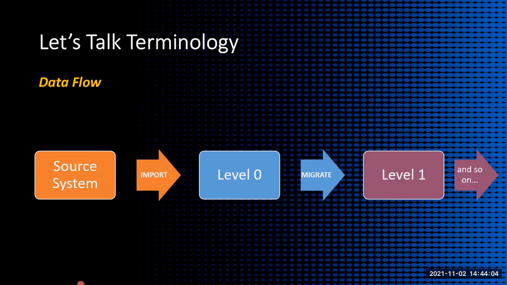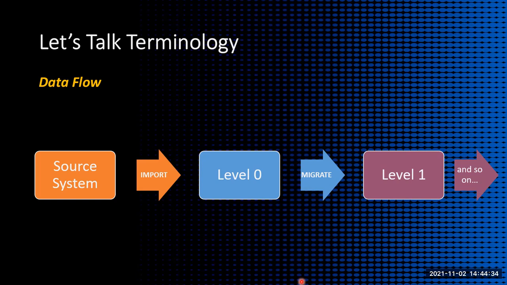They say a picture is worth 1,000 words, so here is a graphical depiction of the data flow. To recap, data from your source system is imported to Level 0 and then migrated to Level 1. We will talk about both importing and migrating. The hierarchy should be applied to each process independently.